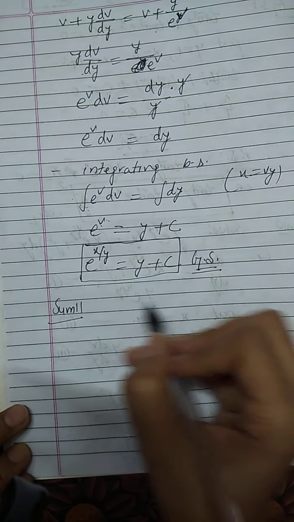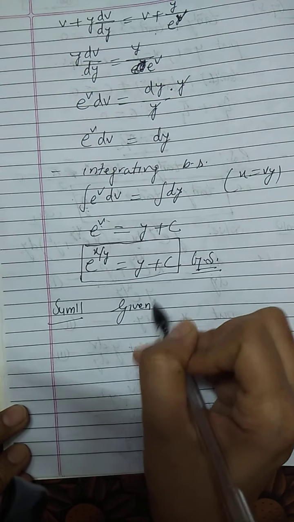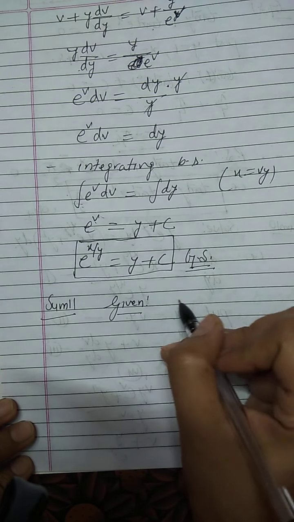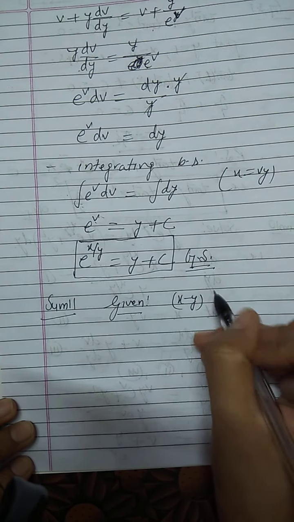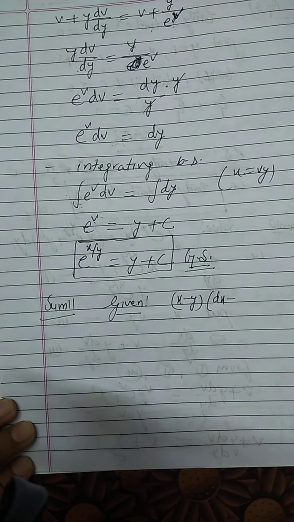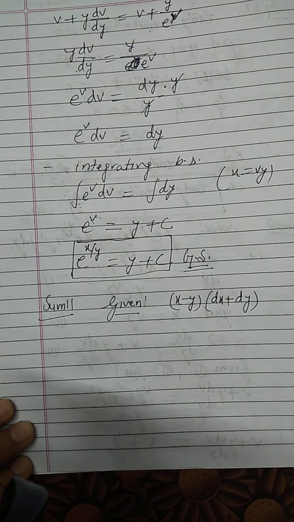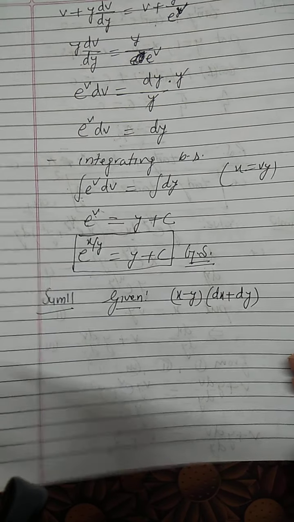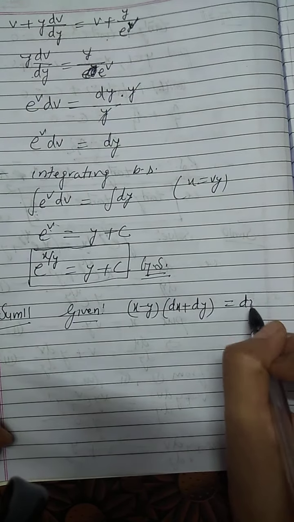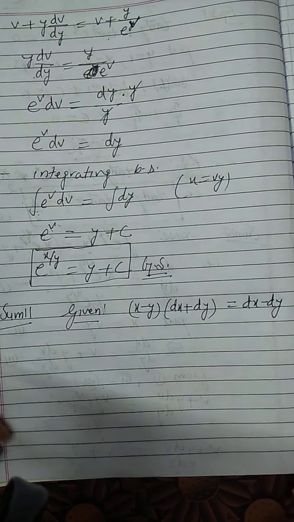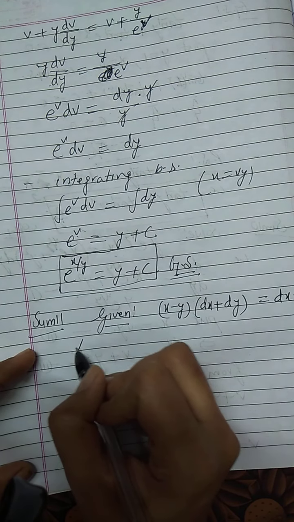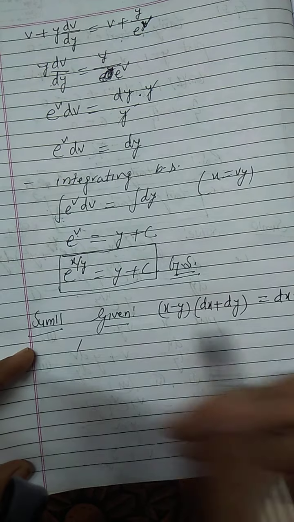We are given here the differential equation: x minus y into dx plus dy equals dx minus dy, and we have to find the particular solution.